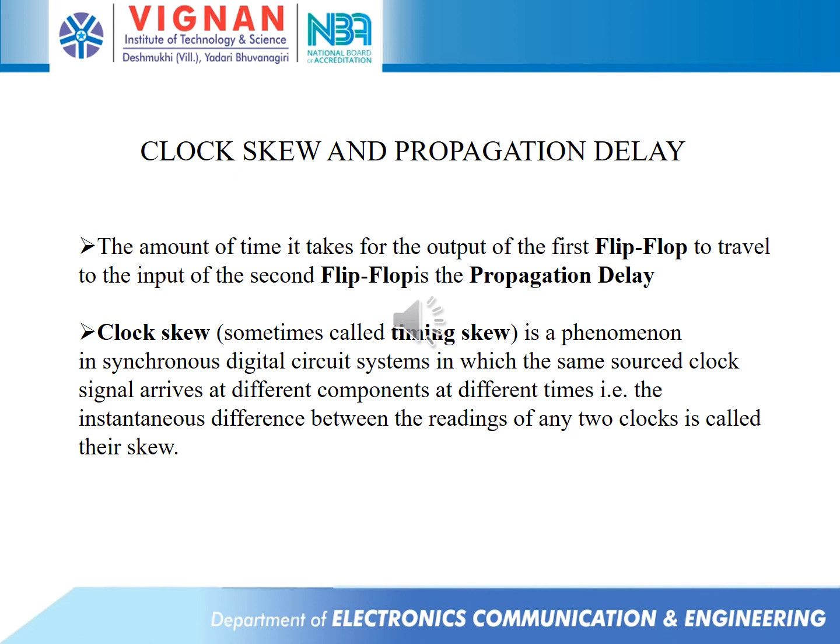When a number of flip-flops are involved in the design of any sequential circuit, the clock is applied in common. So the time taken for the clock to travel from one stage to the next stage may differ sometimes, and this will result in a phenomenon called clock skew. That is, clock skew can be defined as a phenomenon in synchronous digital circuit systems in which the same source clock signal arrives at different components at different times. That is, the instantaneous difference between the readings of any two clocks is called their skew.